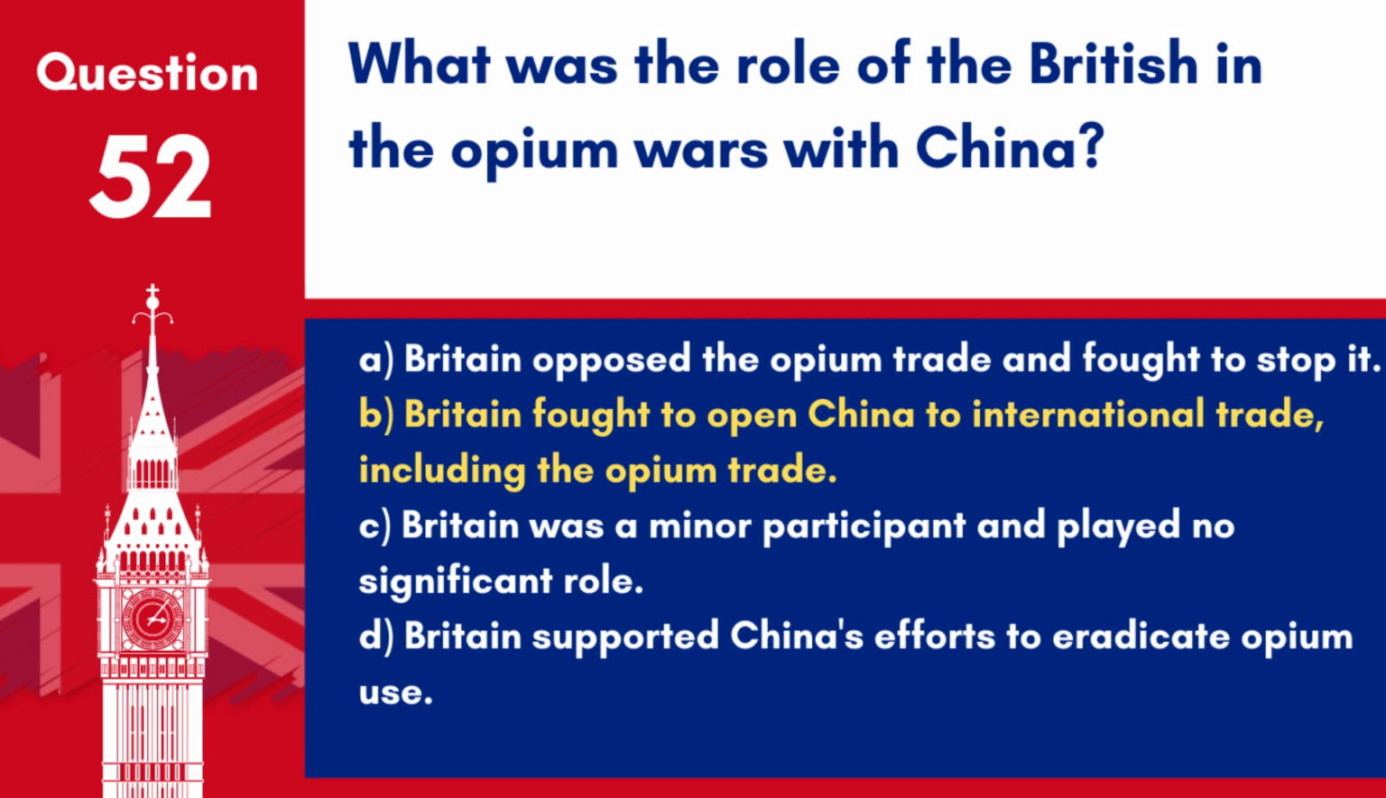Answer: B. Britain fought to open China to international trade, including the opium trade. The Opium Wars were two conflicts where Britain, seeking to balance trade deficits, resorted to military action to force China to allow the opium trade and open its ports to international merchants.